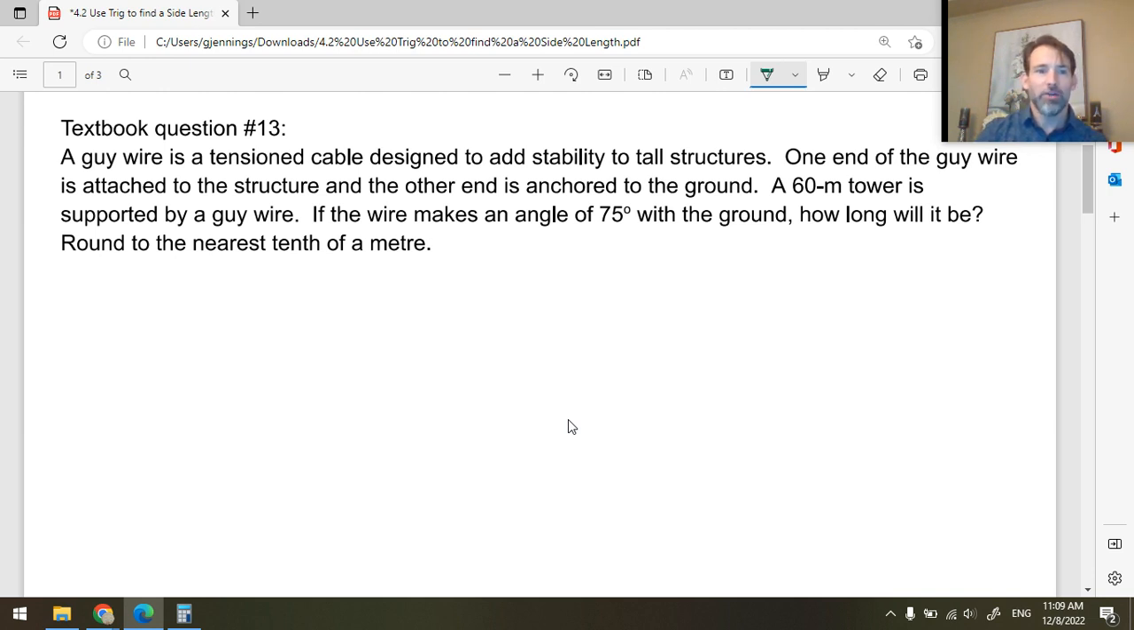One end of the guy wire is attached to the structure and the other end is anchored to the ground. So if we have a 60-meter tower, I start drawing pictures. Okay, start drawing your pictures and labeling it. So I'm going to draw something that looks a little bit like the Eiffel Tower. Maybe you think it looks slightly less romantic, and I would probably agree. Okay, so there's our tower, and it's how tall? 60 meters. Towers make 90-degree angles with the ground.